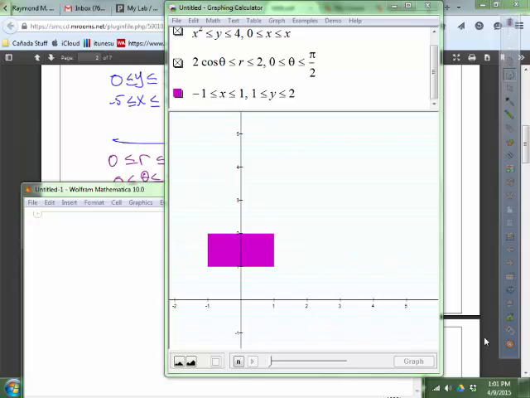The graphing calculator program has a nice feature in that if you put in your limits for your domain, it'll actually draw your domain for you. So if x goes from -1 to 1 and y goes from 1 to 2, this is how your domain would look. So that looks interesting.